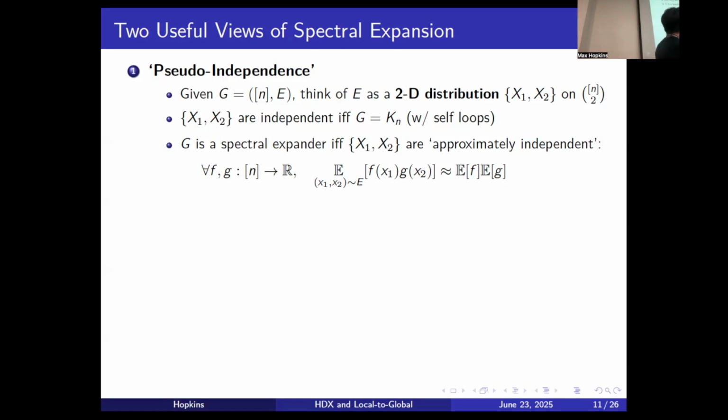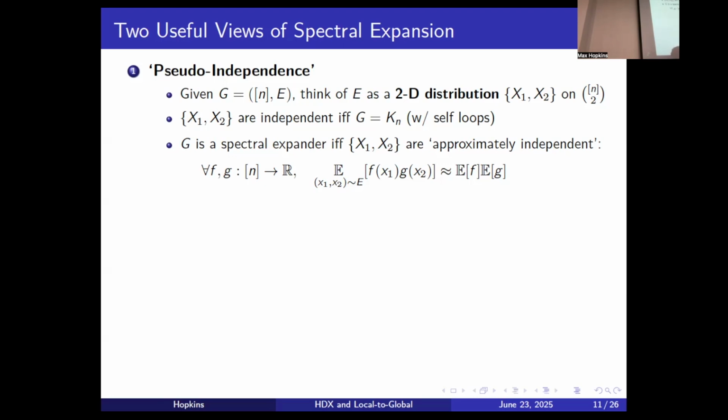In the following way: if I take any two functions f and g of the vertices, here numbered 1 through n, then the joint expectation across an edge, across this distribution, of f times g is roughly equivalent, up to some spectral error, to the product of the expectations, the expectation of f times the expectation of g. In many applications, this is really the only property of independence you need.